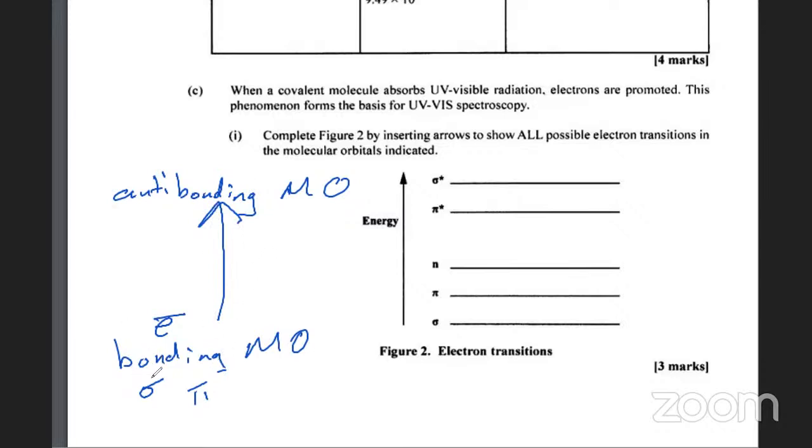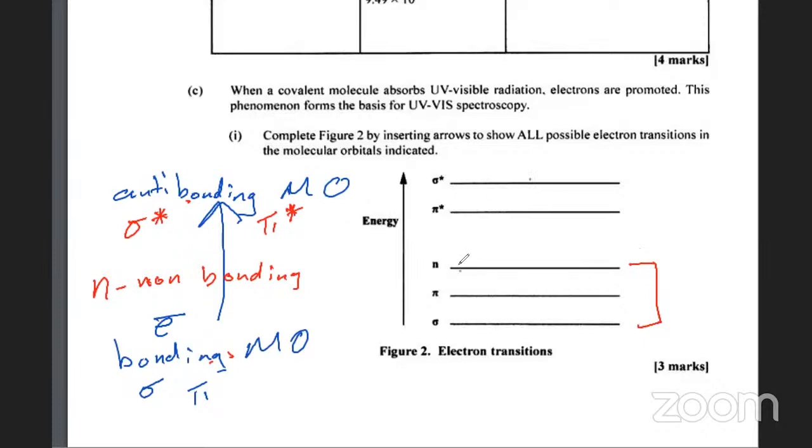You have the sigma bonding molecular orbital, and you can have the sigma anti-bonding, which is just marked with an asterisk. And you have pi bonding, so you will also have the pi anti-bonding molecular orbital. And then you have n, which is for non-bonding. So electrons can move from a bonding molecular orbital into the anti-bonding one, as well as from the non-bonding. Electrons will move from these and come up here.